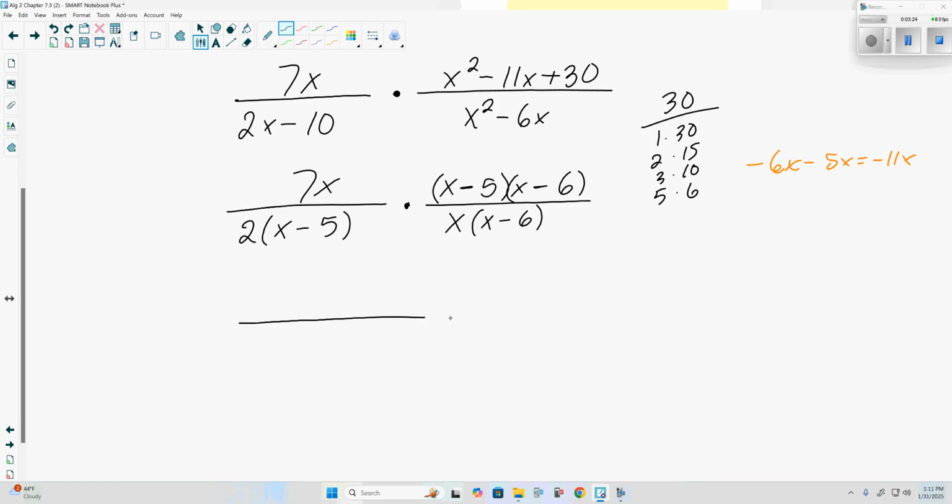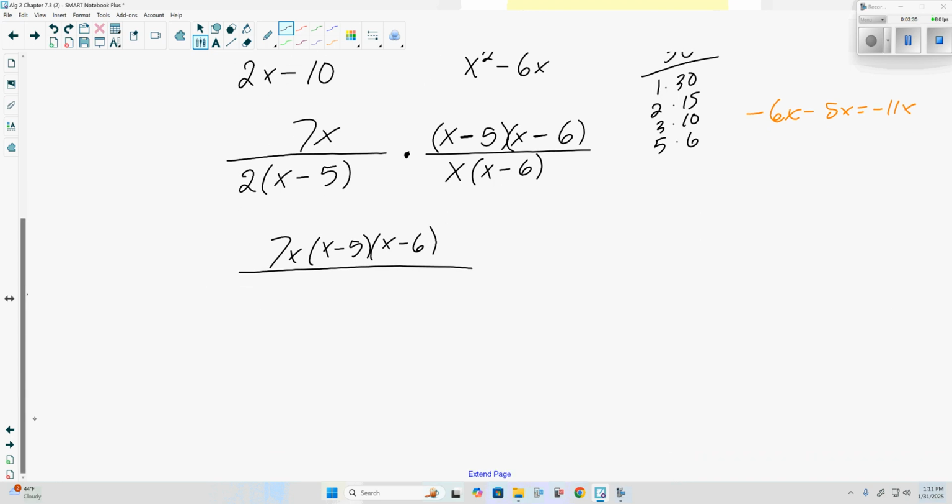Now at this point, we can multiply together. So on top, we'd still have the 7x times x minus 5 times x minus 6. Scroll down just a little bit. On bottom, the 2 and x are going to come together because since they're outside the parentheses, we would multiply them together and stick them up front. 2 times x is 2x times our x minus 5 times our x minus 6.